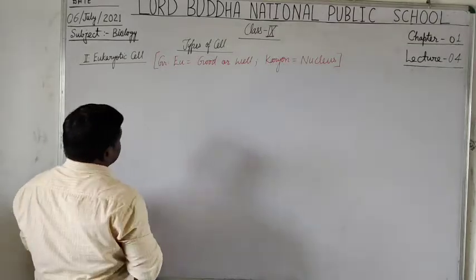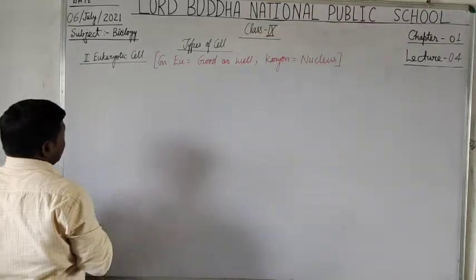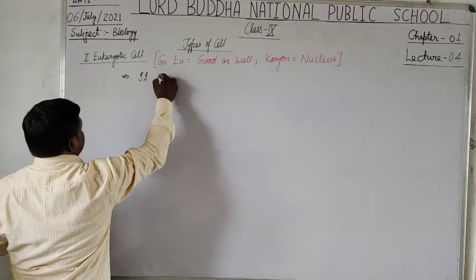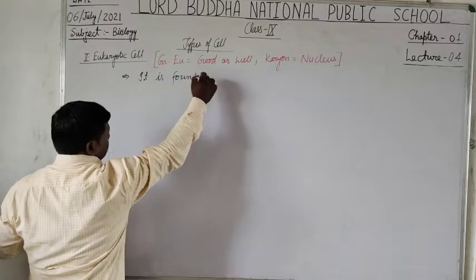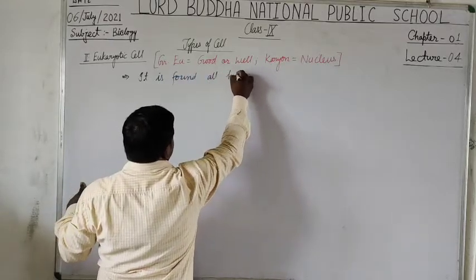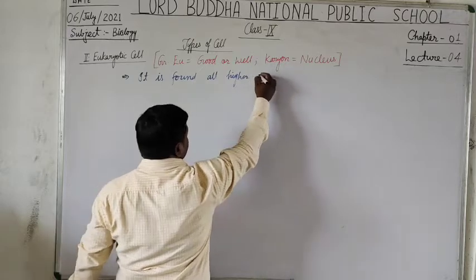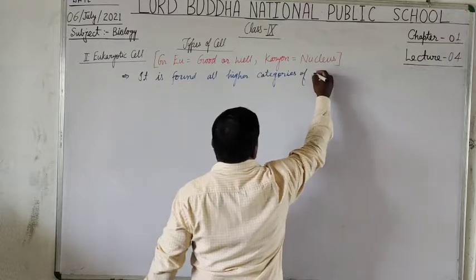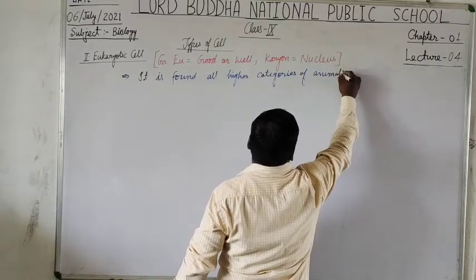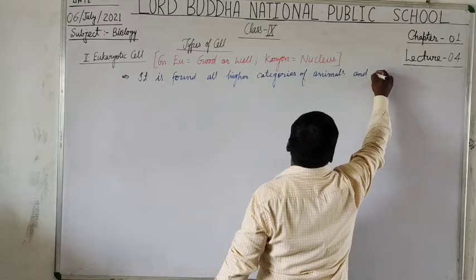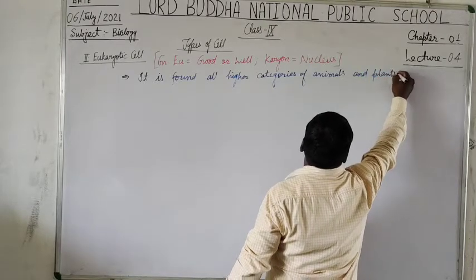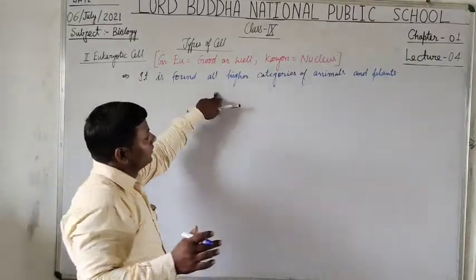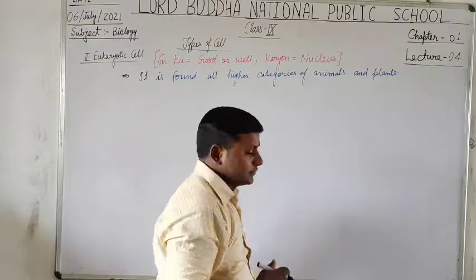So students, the eukaryotic cells are found in all higher categories of animals and plants. It is found in all higher categories of animals and plants.